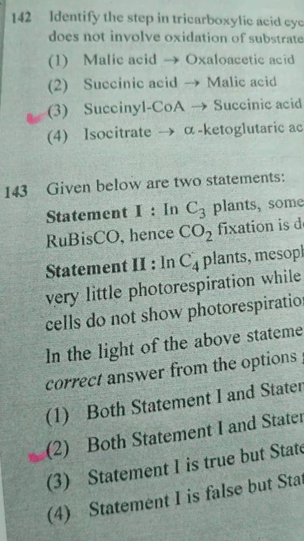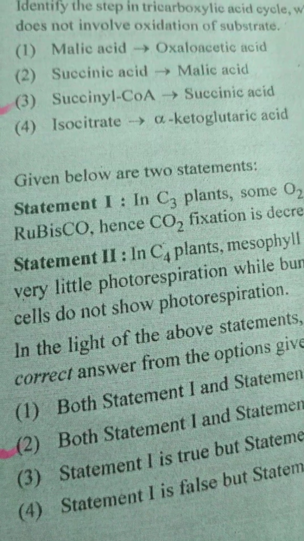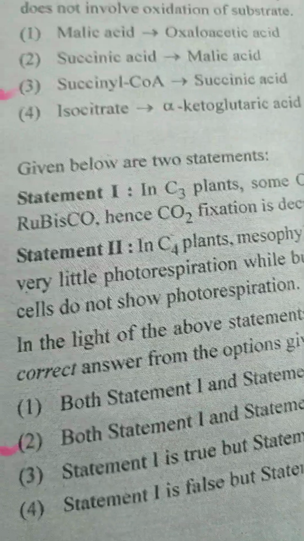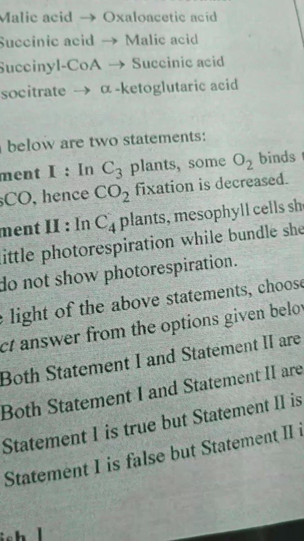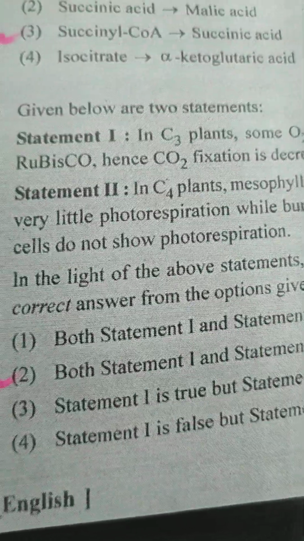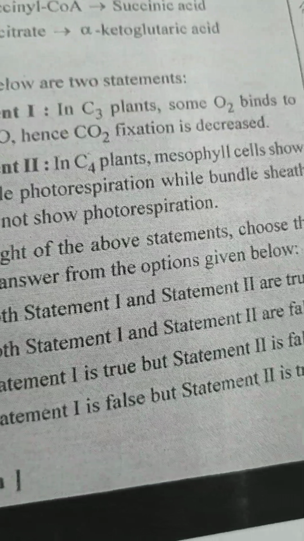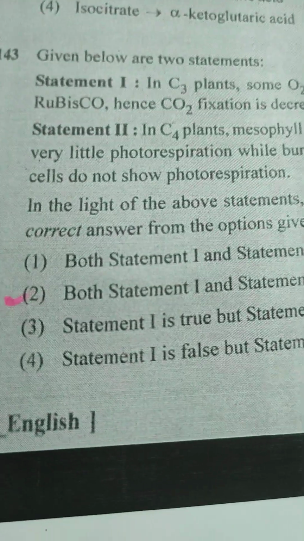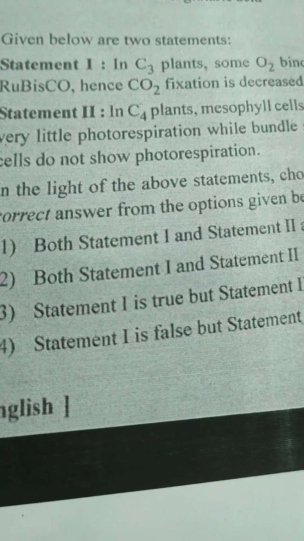Question number 143. Given below are two statements. Statement 1. In C3 plants, some O2 binds to rubisco, hence CO2 fixation is decreased. Statement 2. In C4 plants, mesophyll cells show very little photorespiration, while bundle sheath cells don't show photorespiration. Correct answer is 2. Both statement 1 and statement 2 are false.